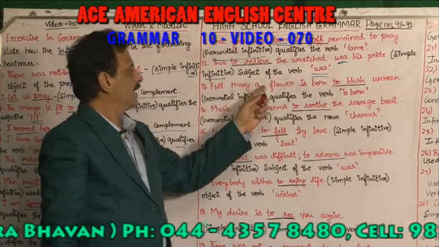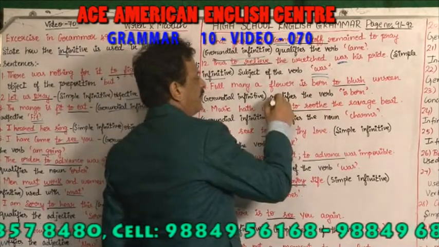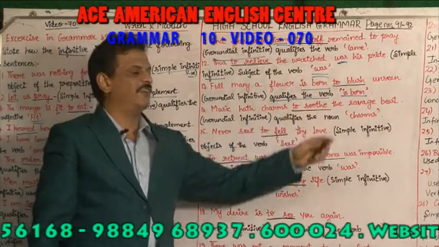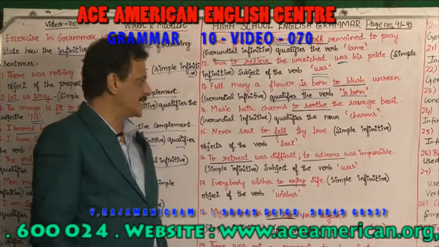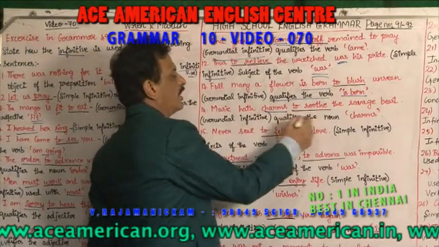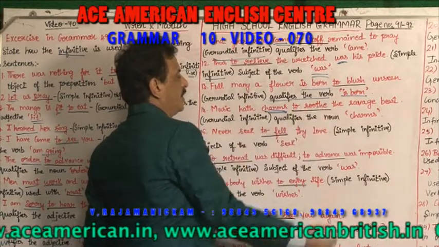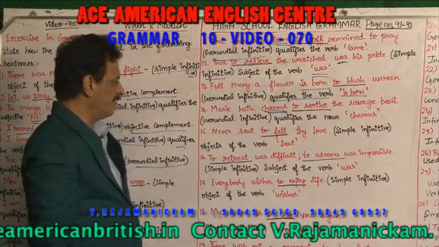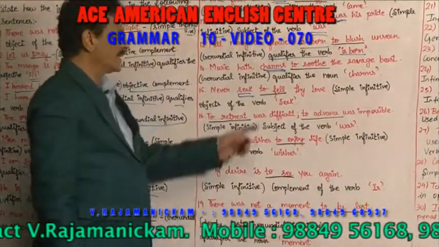"Full many a flower is born to blush unseen." It is a gerundial infinitive, qualifying the verb is born. "Music hath charms to soothe the savage beast." So music is able to calm down a beast. It is a gerundial infinitive coming after the noun charms, qualifying the noun charms. "Never seek to tell thy love." It is a simple infinitive, the object of the verb seek.